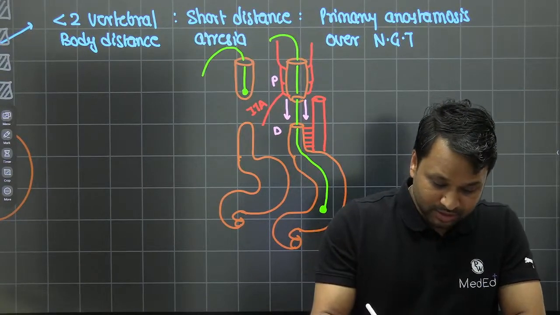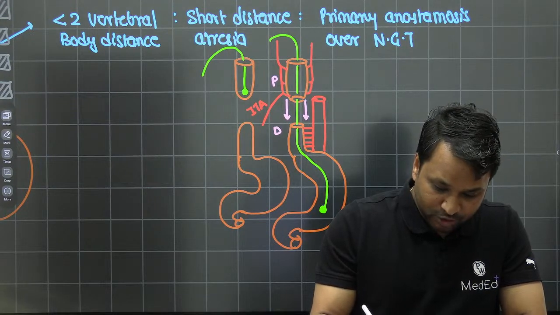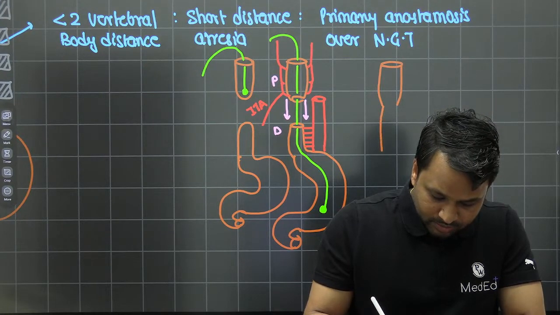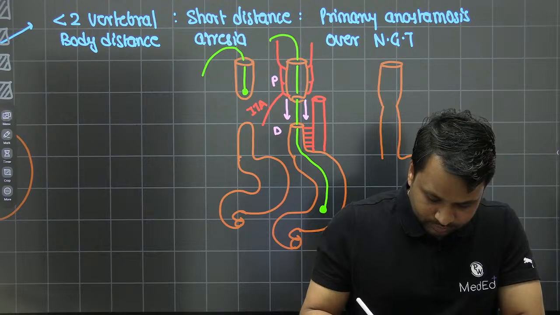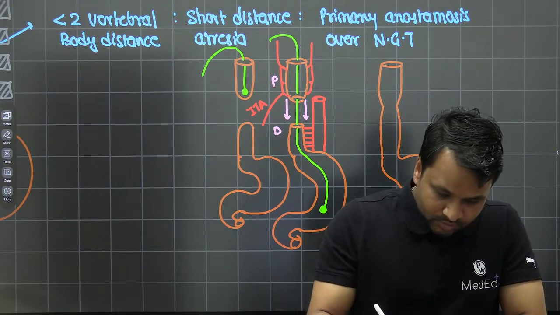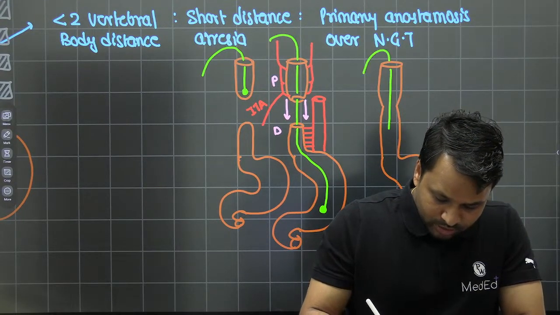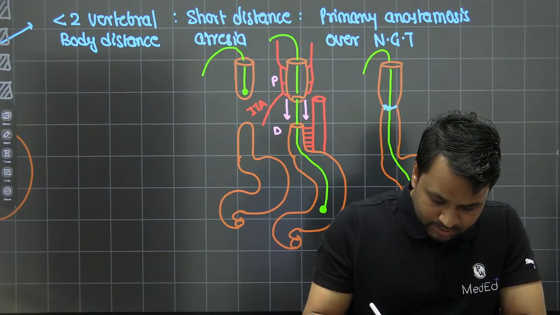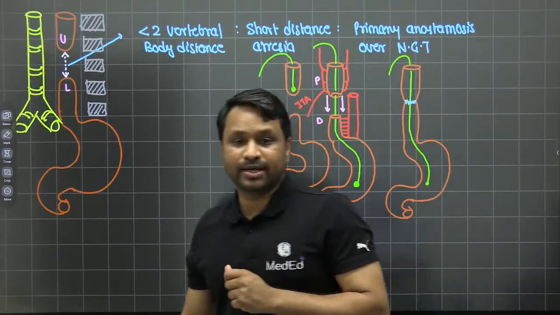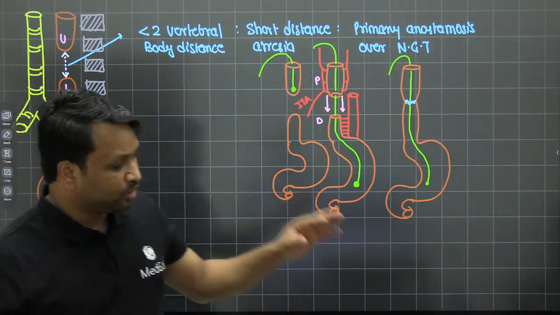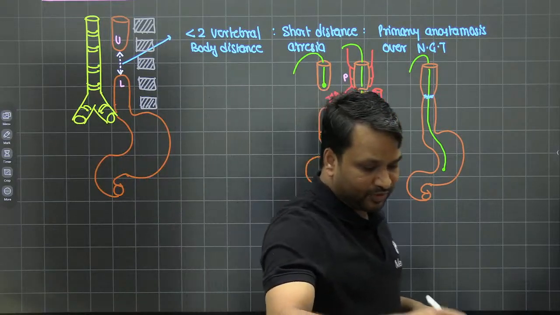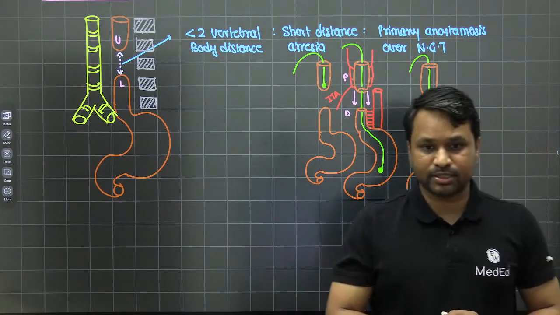Now, once you have done this, the eventual result is going to be this. So this is the nasogastric tube. This has gone here, which is sitting across here. You see, this is where the anastomosis is done, right? So this is what we call the primary anastomosis, created over a nasogastric tube if it is less than 2 vertebral body distance. If it is less than 2 vertebral body distance, right?